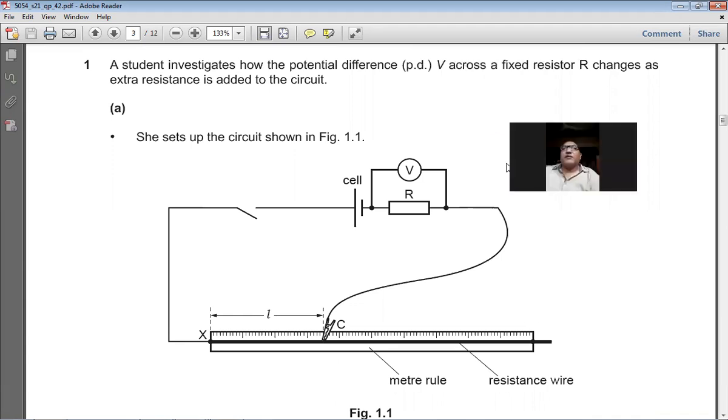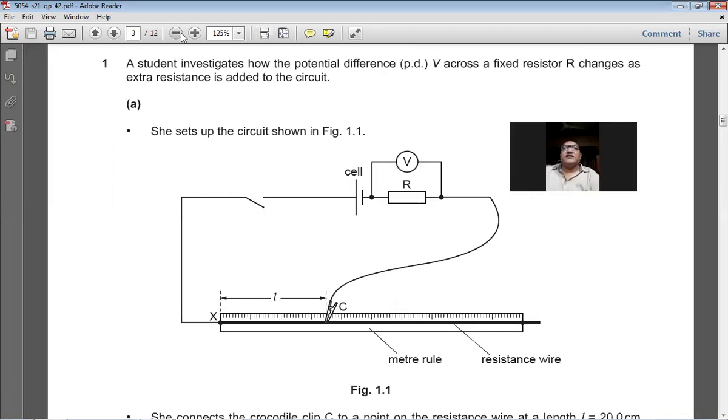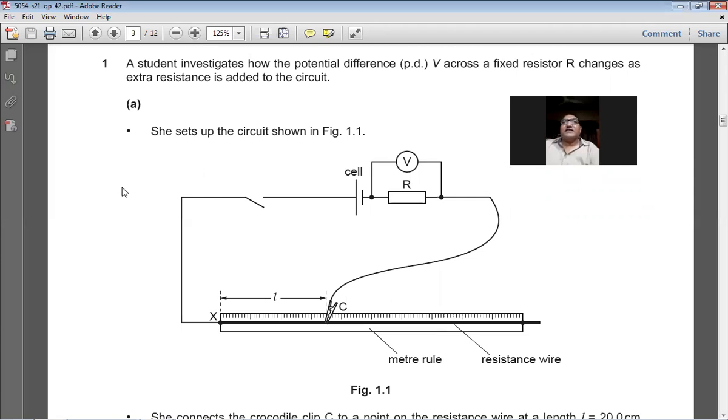The first question coming up on your screen: a student investigates how the potential difference V across a fixed resistor R changes as extra resistance is added to the circuit. In part A, she sets up the circuit as shown in figure 1.1. Here you can see we have a cell, or a battery, a switch, and a meter rule. On the meter rule, we have fixed a wire of certain length.